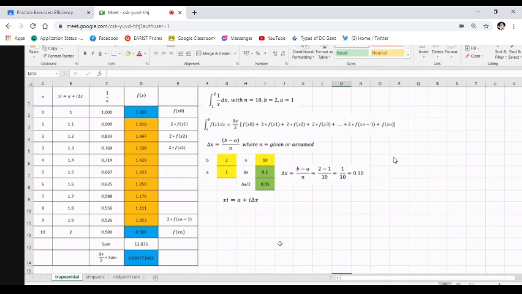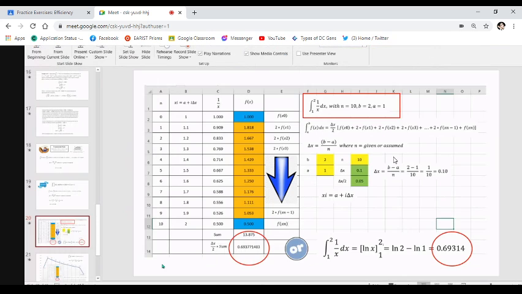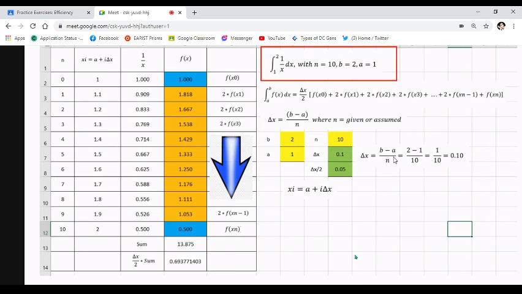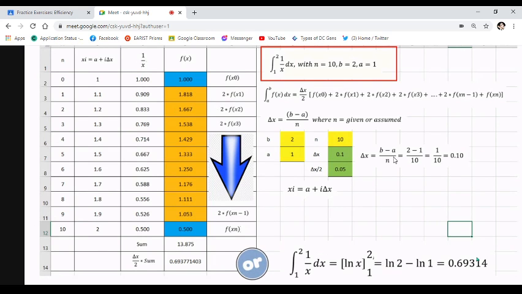So, that's my spreadsheet na ilagay ko na sa ating GC. So, going back, so we have now the answer. This is now the value.